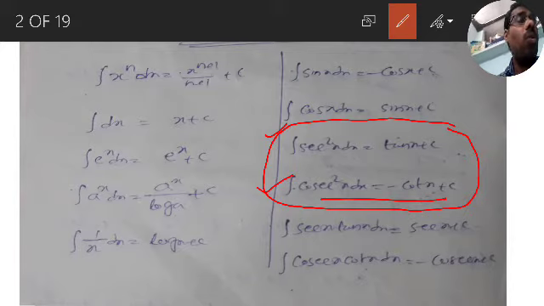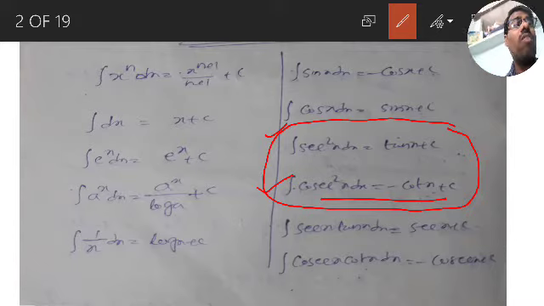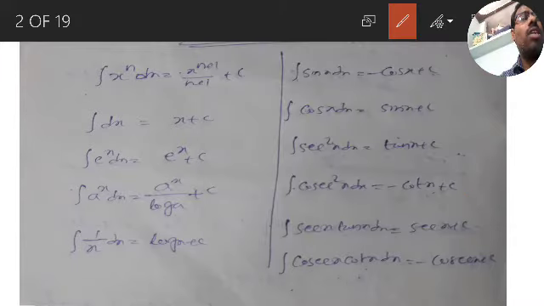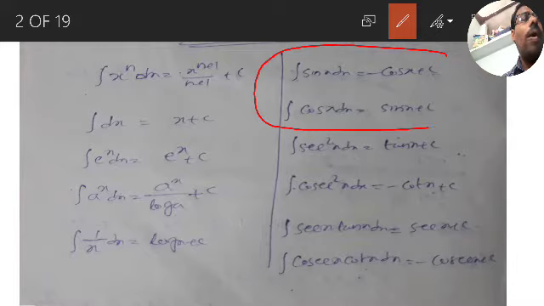In that way, you can find integration of sin square, integration of cos square, integration of sec square, integration of cosec square, integration of tan square, integration of cot square. Now, what my question is, this is my, this two.